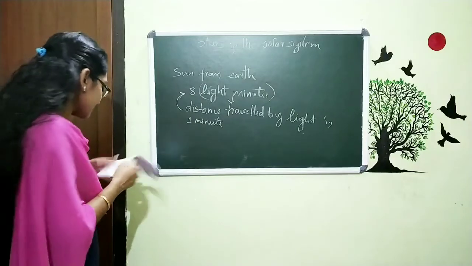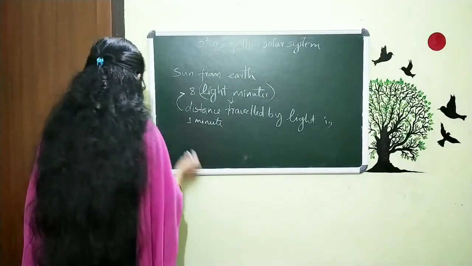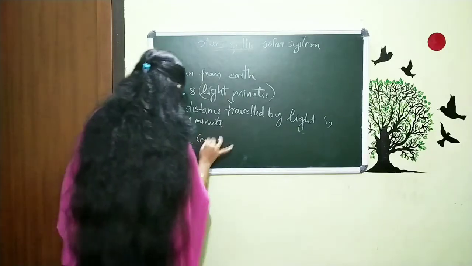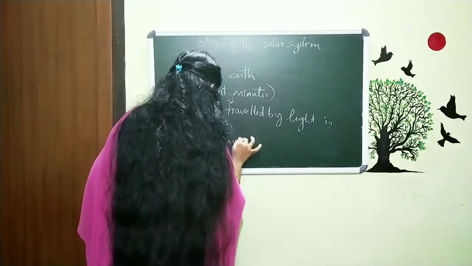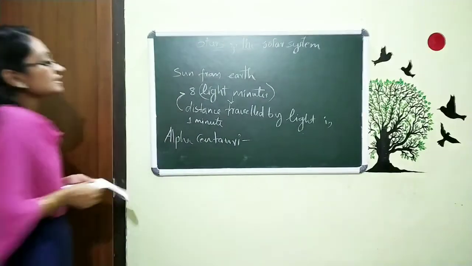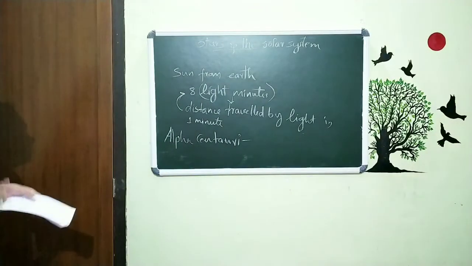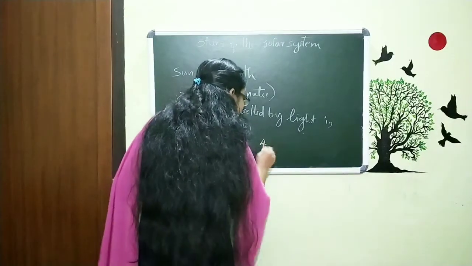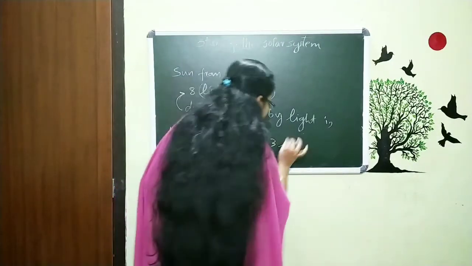And now we also said that other star, that is Alpha Centauri, and how much distance is between this and the Earth? The distance is 4.3 light years.